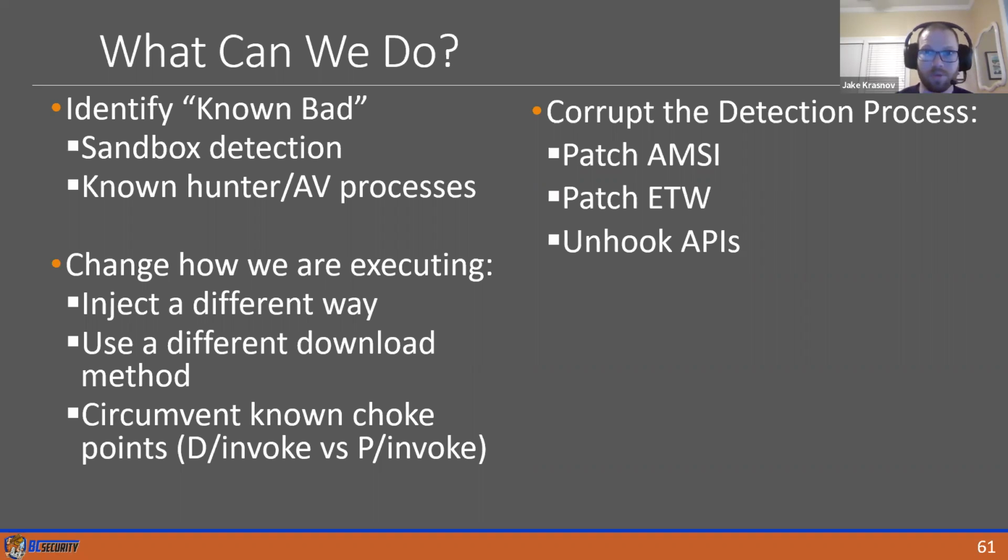The one we're really going to spend some time talking about is corrupting the detection process. We can patch AMSI, we can patch ETW, or for that EDR stuff we were talking about, we can unhook the DLL itself, or unhook APIs. You'll hear a lot of talk about unhooking APIs if you're getting into red teaming. Unhooking APIs sounds a lot fancier, but it's really just patching the patch. When we patch AMSI and ETW, that's basically the same thing as unhooking an API.